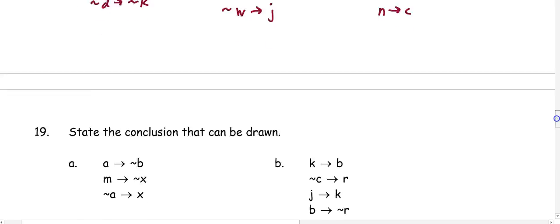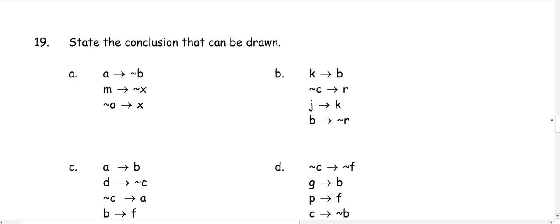So we're going to use the chain rule to organize some different statements with letters. So in A, we have A to not B, M to not X, and not A to X. So first we want to look at this problem and see what letter on the left-hand side is not repeated, if any. Well, M is not repeated anywhere else. A is because we have A and not A. So we're going to start with M. So we have M to not X. Now, whatever we end with in the first statement, we have to start with in the next statement.